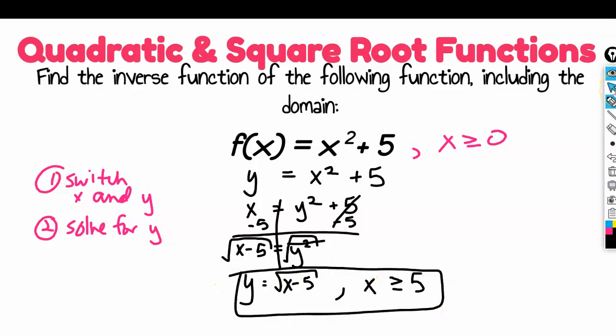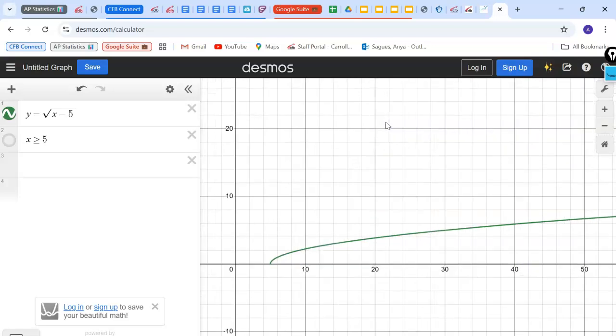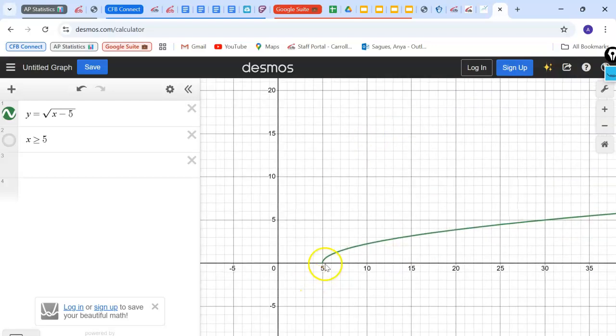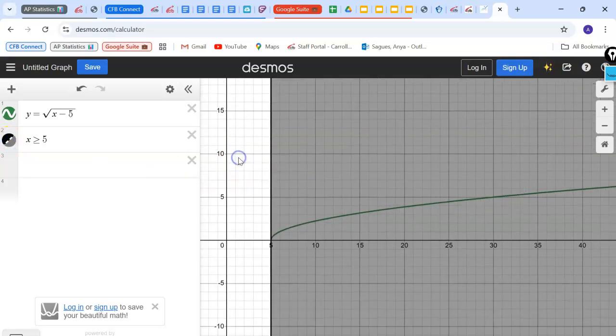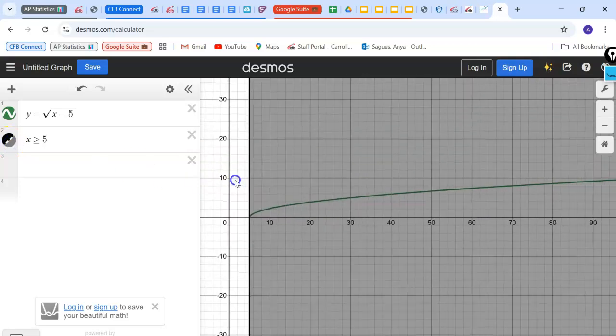But I am going to show you guys how we can look at it in Desmos to verify. So again, I just typed in the function that we have here. And look, it starts at 5 and goes up forever. So I'm hoping that this inequality starts at 5 and highlights it in this direction forever. And sure enough, it does. So that's how I know that it works out.